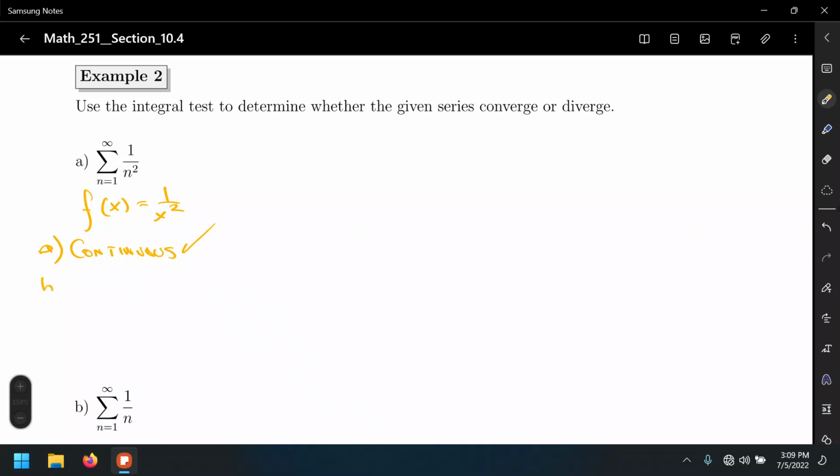Letter B. Is it positive? Think of every possible outcome by plugging in n equals 1. If we plug in n equals 1, we're going to get a positive number. N equals 2, it's also positive. N equals 5 million, 1 over 5 million squared, it's also a positive number. So it's always positive, which is great. So far, two conditions have been met. But number 3, or letter C, decreasing.